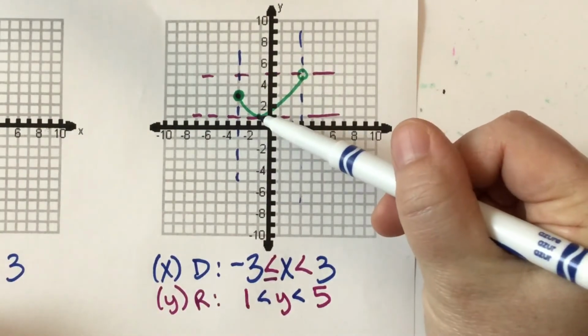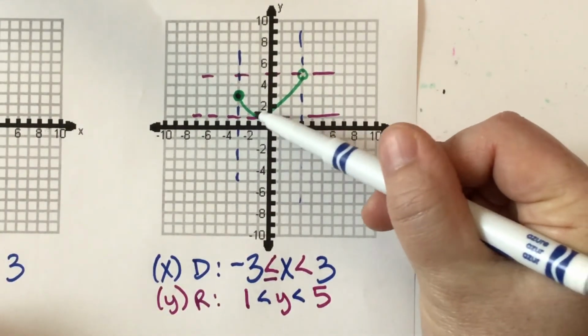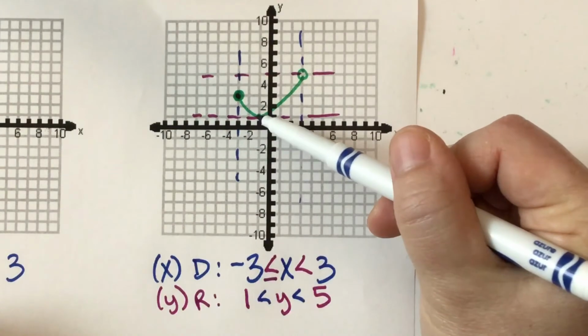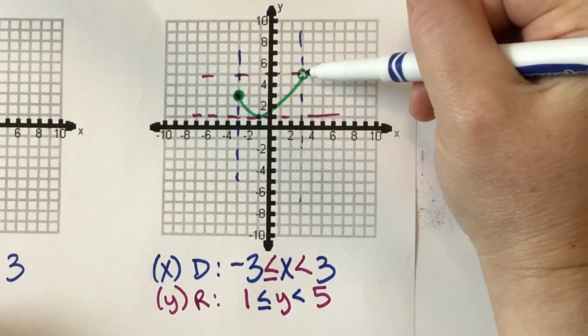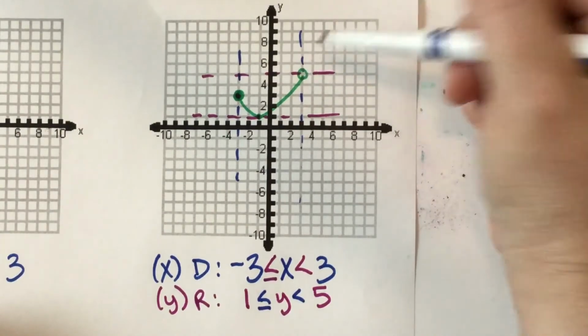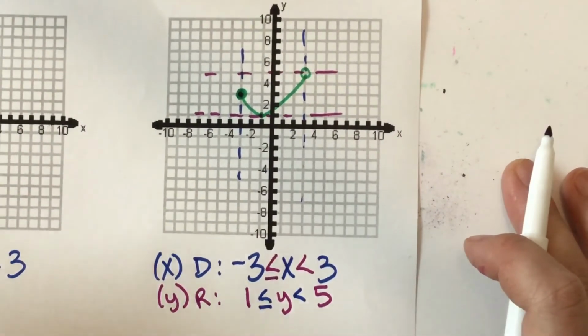So down here at this lowest spot, you don't see a circle. When you don't see a circle, remember we assume that it's closed. So that 1 is going to get an equals. But up here at the 5, since it's an open circle, no equal sign. And that's the domain and range.